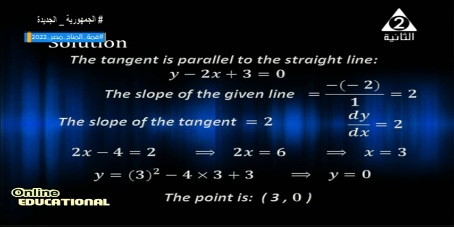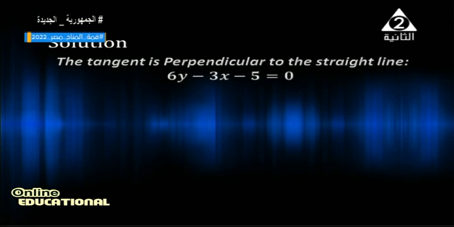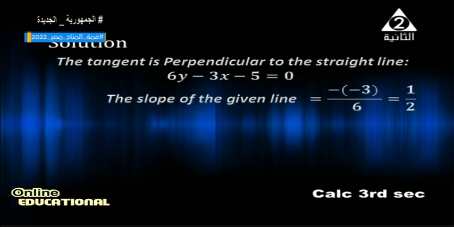What about the third required? The third required, the tangent is perpendicular to the straight line 6y minus 3x minus 5 equals 0. Now, what is the slope of the given straight line? Negative coefficient of x over coefficient of y. Then the slope equals negative of negative 3 over 6, which equals half.